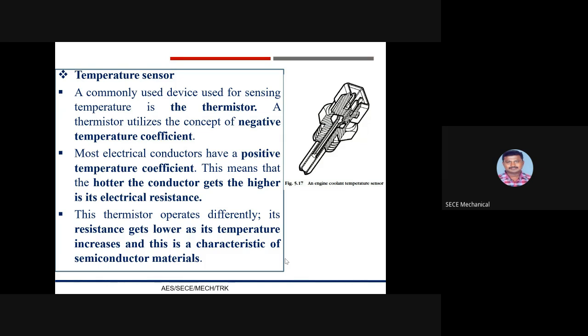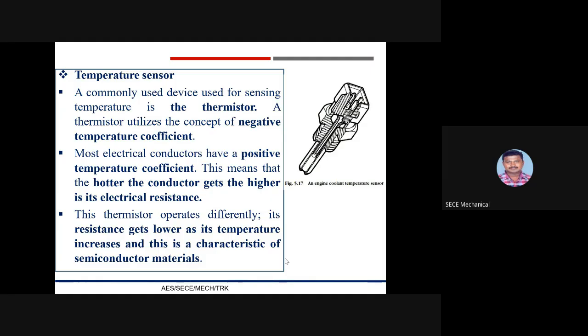Okay, now let us discuss the temperature sensor. First of all, you have questions. What is a temperature sensor and where is it used? The temperature sensor is a device used to measure temperature. So this can be air temperature, or liquid temperature, or the temperature of solid matter.